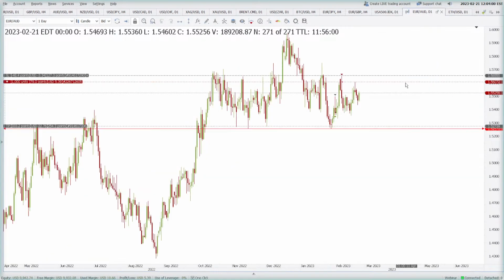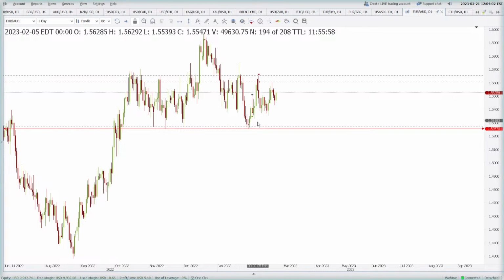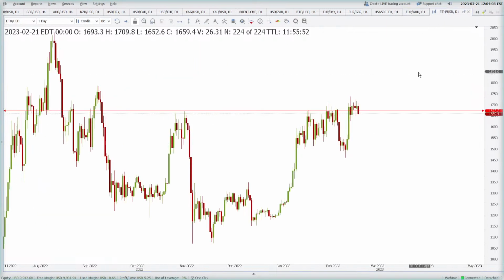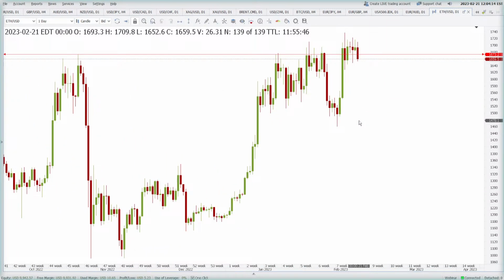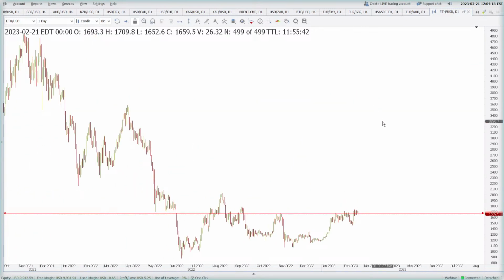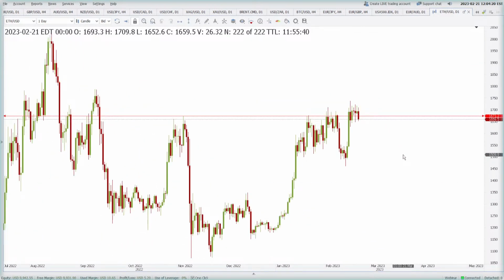Euro against Australian dollar, nothing is here. Okay, nothing here. It is just ranging here from 52.57 to around 5600. Ethereum is okay. Ethereum is same like the Bitcoin, but I think a break and fall from here will open the way down to 1500 levels maybe.